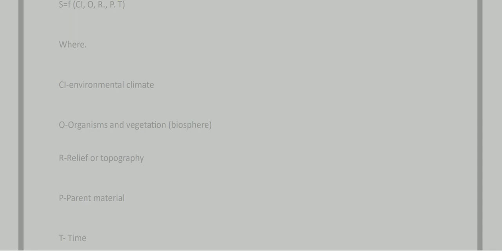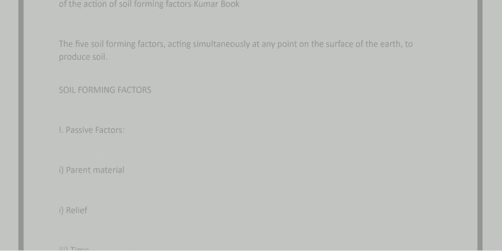Further, Jenny, 1941, formulated the following equation: S = f(Cl, O, R, P, T), where Cl is environmental climate, O is organisms and vegetation, the biosphere, R is relief or topography, P is parent material, and T is time of the action of soil forming factors.